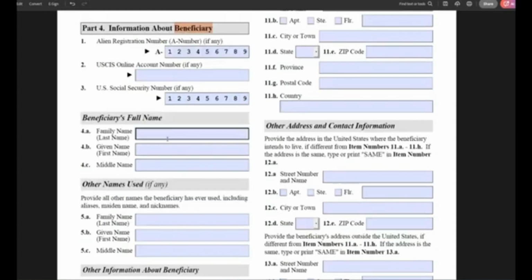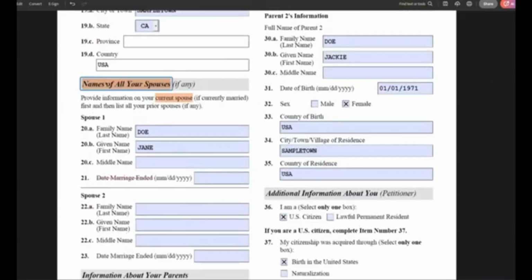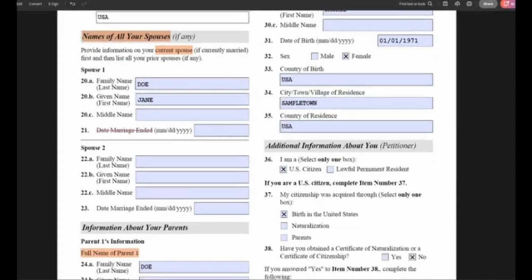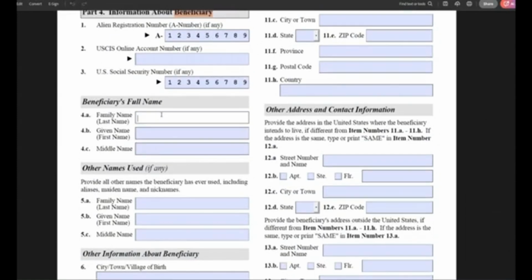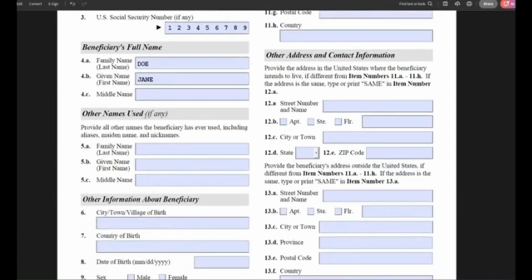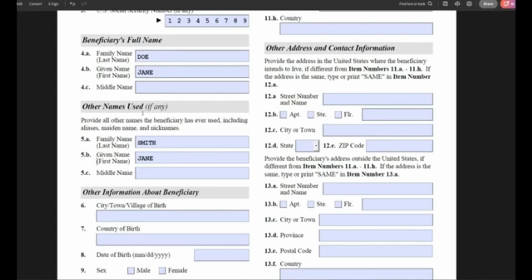Provide your beneficiary's full name. So because in our case we are petitioning our spouse, then obviously the name of our spouse that we indicated earlier in the application will be the same as the name of our beneficiary, of course. And if your beneficiary has ever used any other names, provide them here. And let's say in our case, Jane used a maiden name before she changed it to her spouse's name.